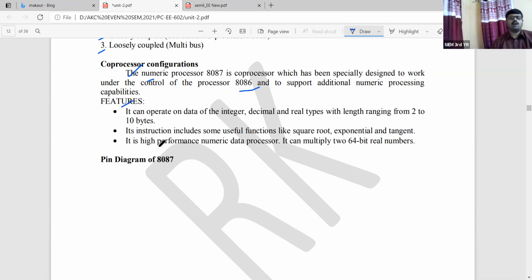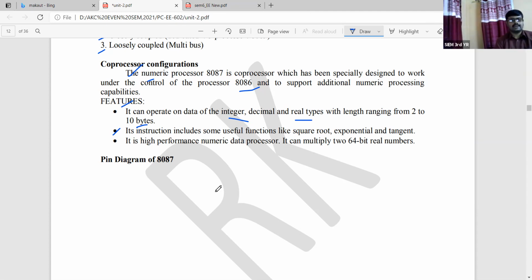is that it can operate on data of integer, decimal and real types with length ranging from 2 to 10 bytes. See the range, a versatile kind of range we are achieving here. It can operate on the integer data, the decimal data, as well as the real type, with length fixed between 2 to 10 bytes. Point number 2: its instruction set includes some useful functions like square root, exponential, and tangent. This is an advanced type of processing that we are getting here.